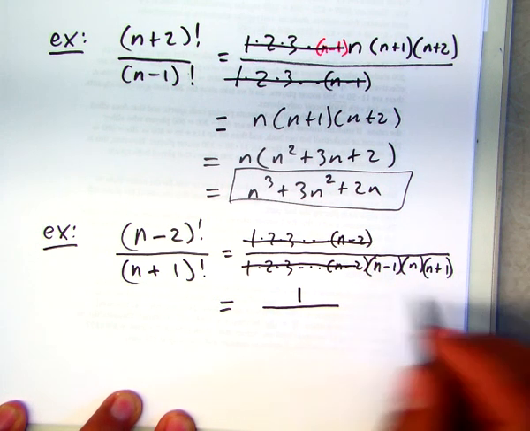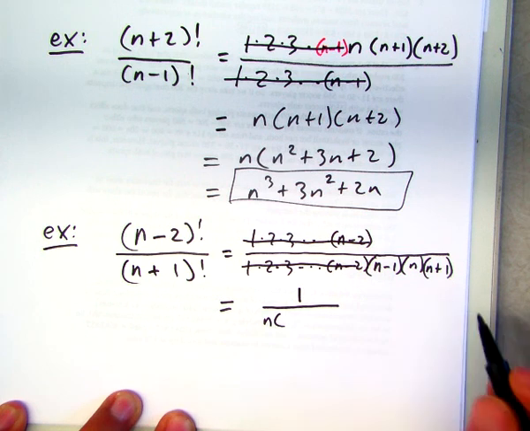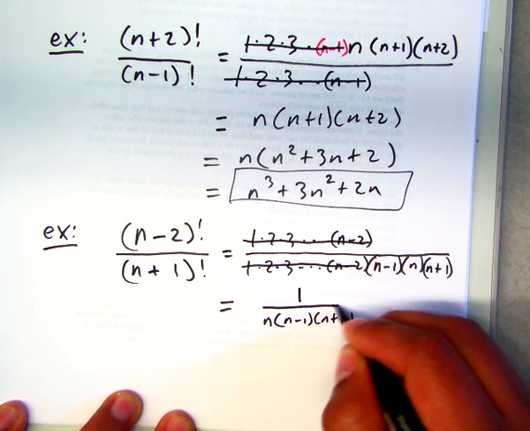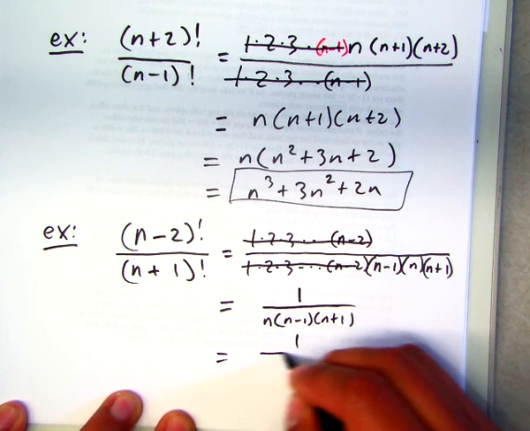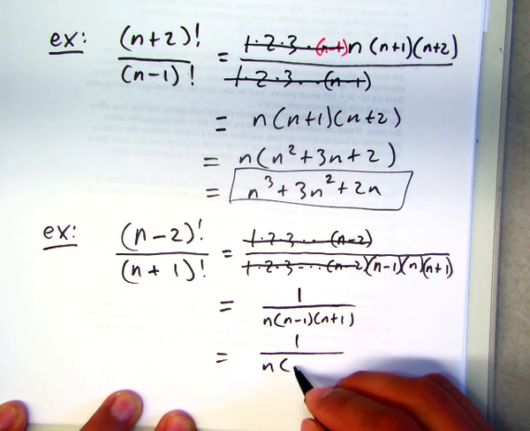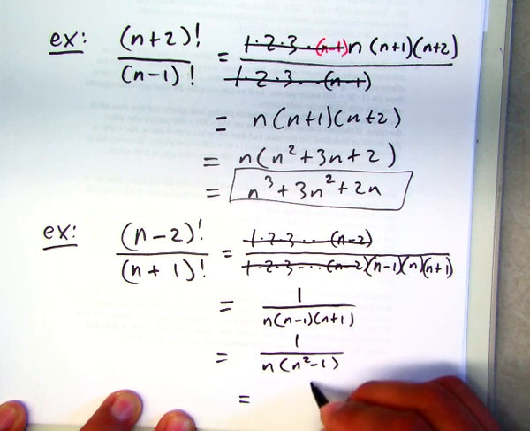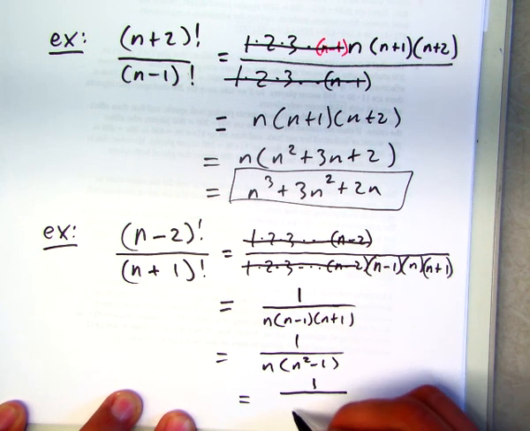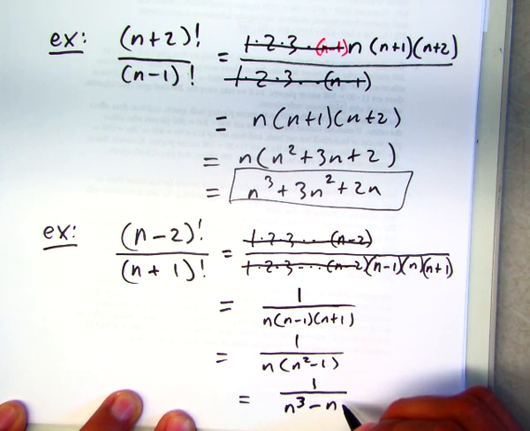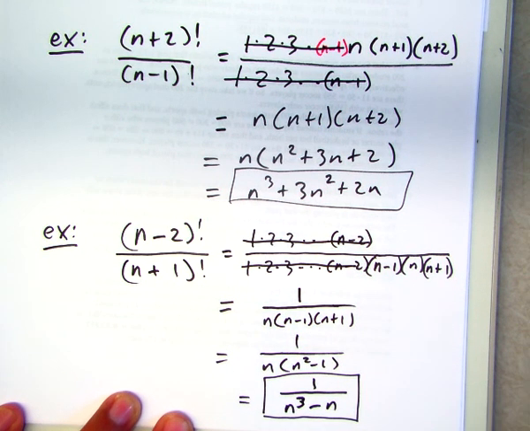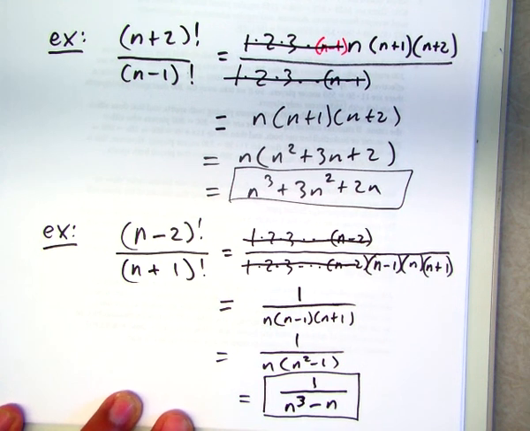I'm going to put them in a different order so it's easier. Because we know what n minus 1 times n plus 1 is. What is that? That's n squared minus 1. So then that's all over n cubed minus n. We're never going to have a negative, right? Like a negative parenthesis n minus 2. No. Okay? This is a good place to stop.